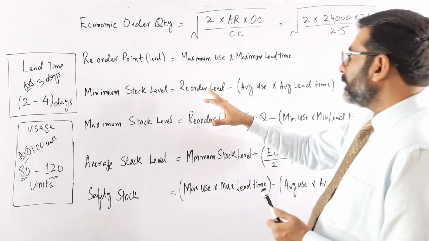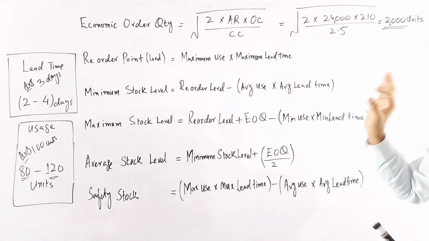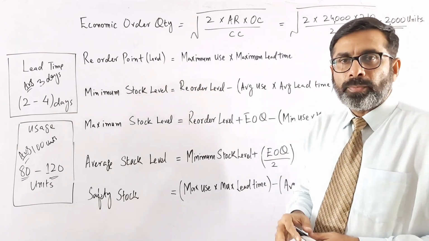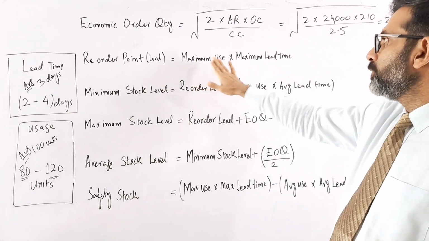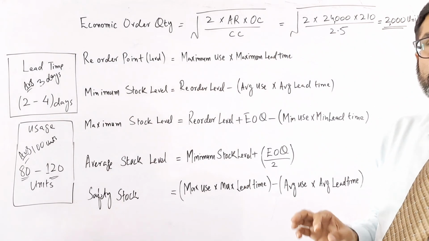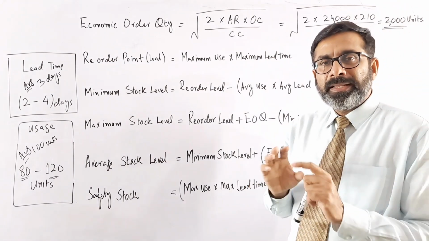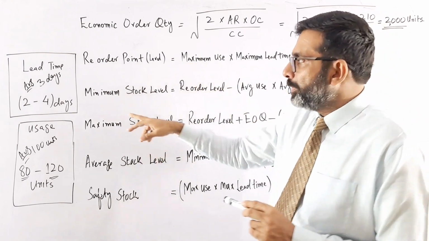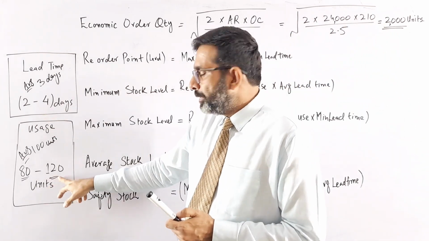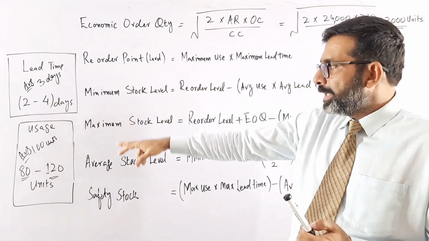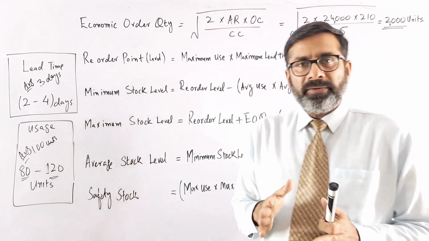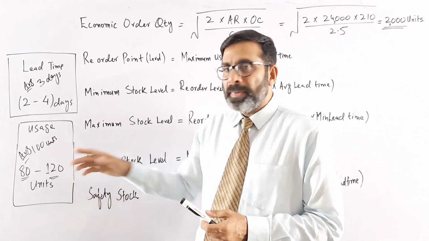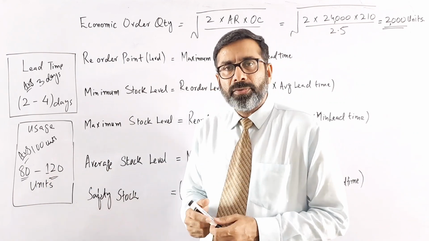For example, if they have a 24,000 total requirement for the year, how is the reorder point calculated? It is the maximum usage in the maximum lead time. They are assuming that the lead time will take the maximum, which is 4 days. If the inventory is delayed for 4 days, they will also be using it in that time period, at the maximum of 120 units.